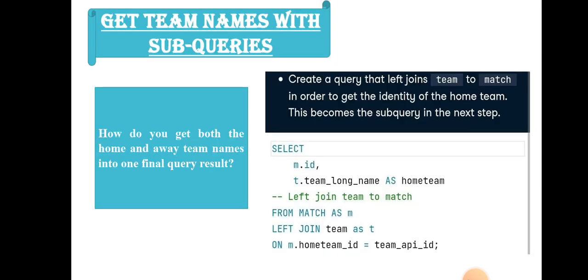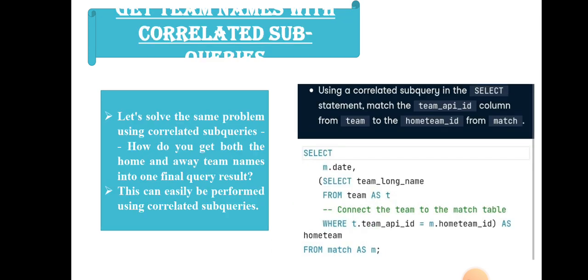Get team names with subqueries. For example, create a query that left joins team to match in order to get the identity of the home team; this becomes the subquery in the next step. Select m.id, t.team long name as home team from match as m left join team as t on home team ID is equal to team API ID.